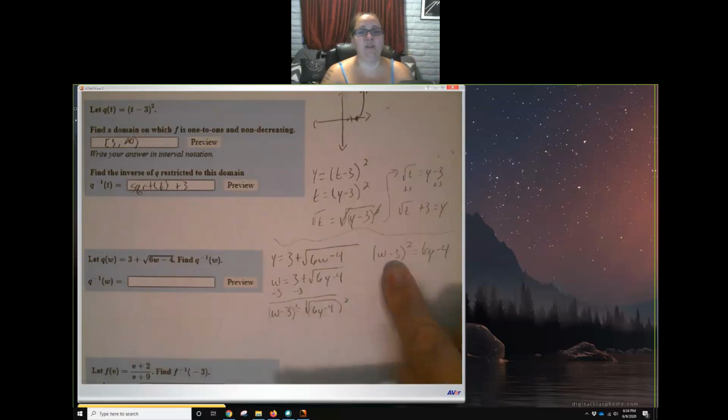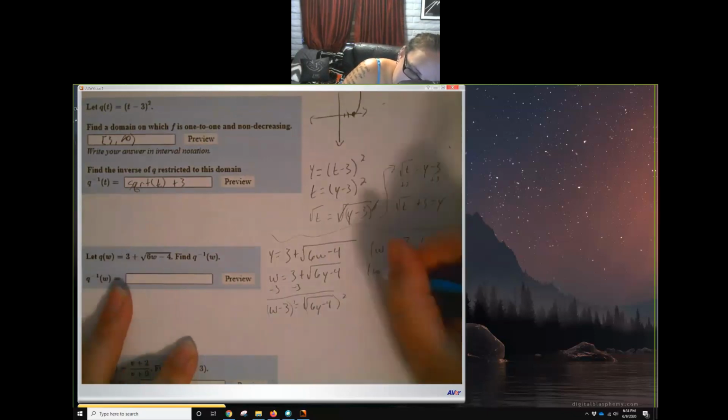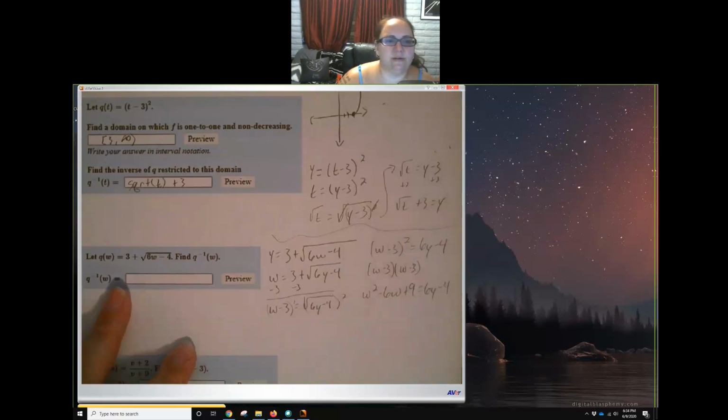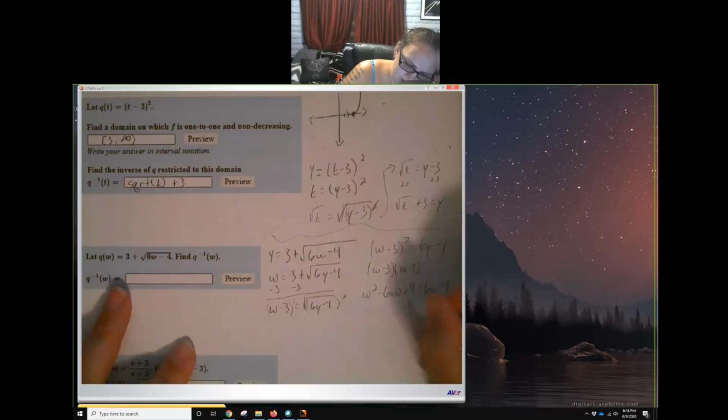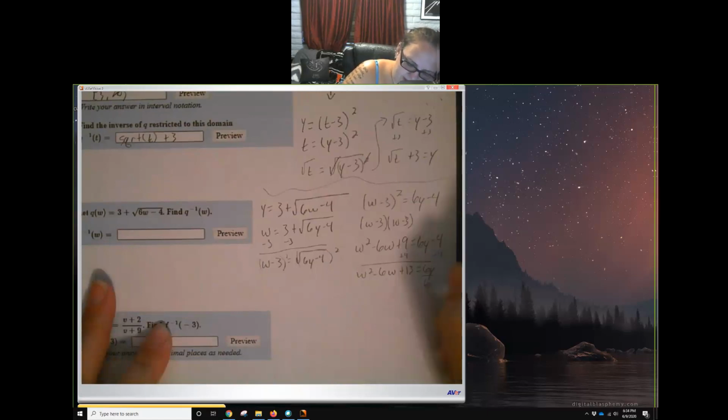Now I need to figure out what w minus 3 squared is. So let's FOIL this. w minus 3 times w minus 3 is going to be w squared, then minus 3w, minus 3w, so minus 6w plus 9. And then I'm going to add the 4. Then I'm going to divide everything by 6.